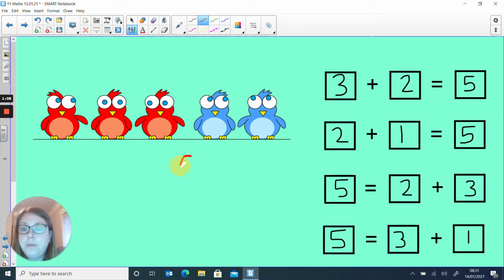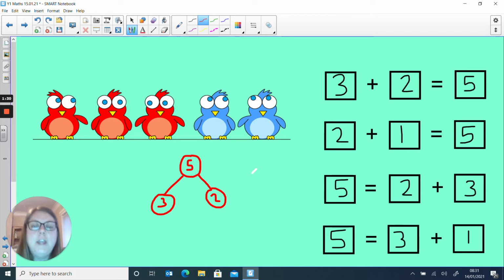And some of you might want to do your cherry diagram to help. So 5 as my whole and 3 and 2 as my parts. Okay, and that might help you then work out the addition sentences. Like I say, some of you won't need it, but it's just to give you some help just in case you do. So let's see which ones Miss Creaser has got wrong. So you can do it with me and you can be thinking, well, is that right or is that wrong? So let's have a look.